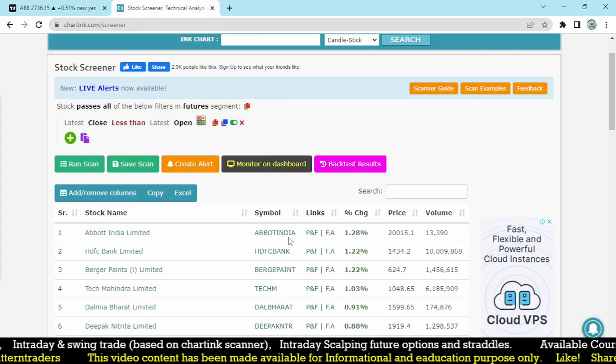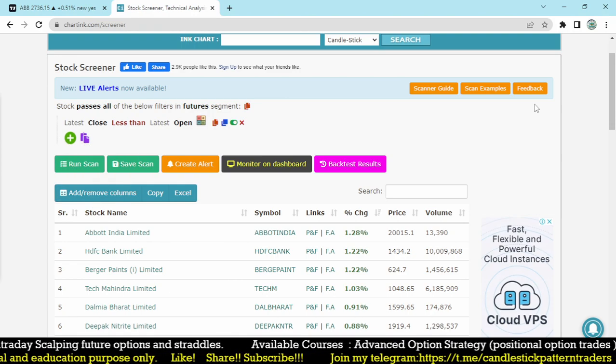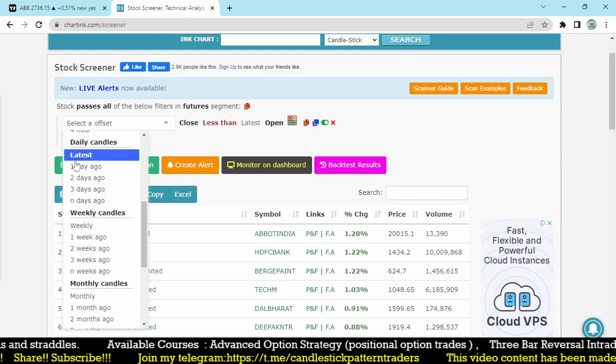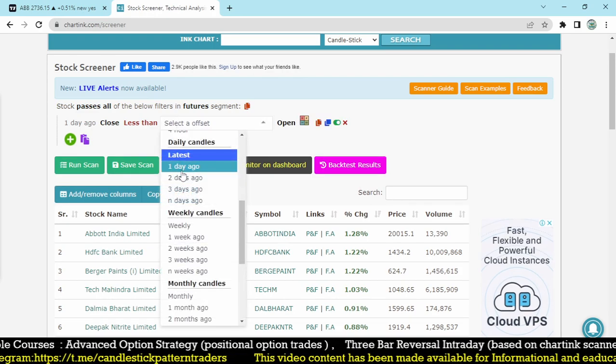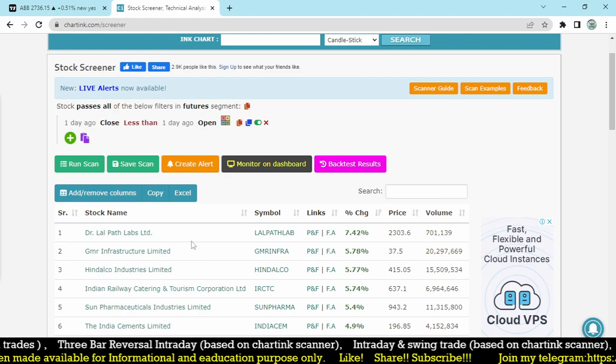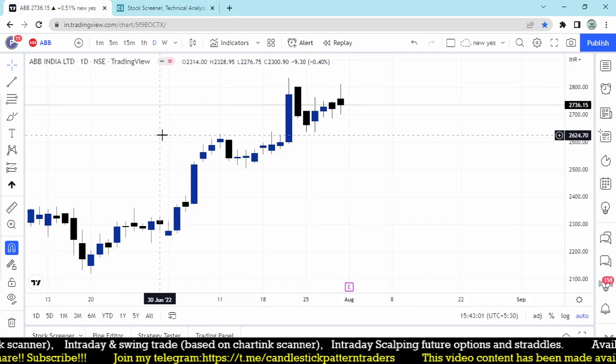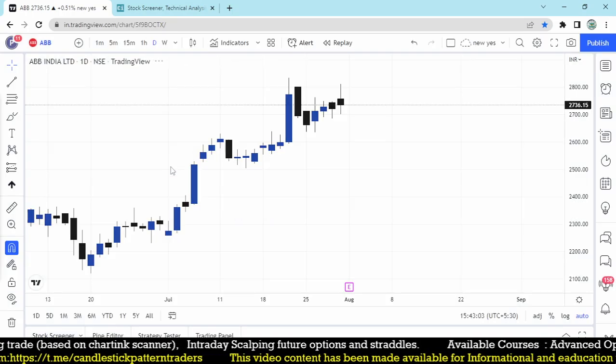The first candle should be red and the second candle should be green. So we use 1 day ago close is less than 1 day ago open, which will find stocks that were negative one day before. Lal Path Lab, let me go for Lal Path Lab.